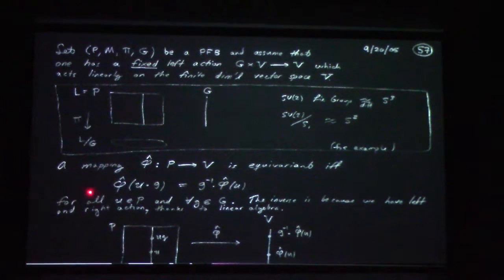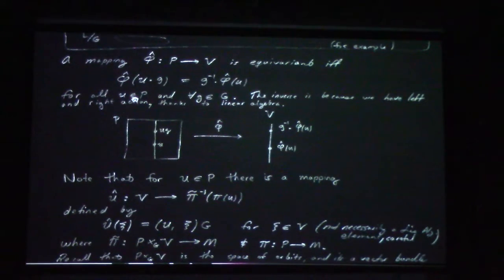Anyway, so this has to be true for all U in the principal bundle and for all G in the group. And it says the inverse is just because we have left and right actions, thanks to linear algebra. Yeah, we pretty much multiply stuff on the left in linear algebra, right? I mean, correct?